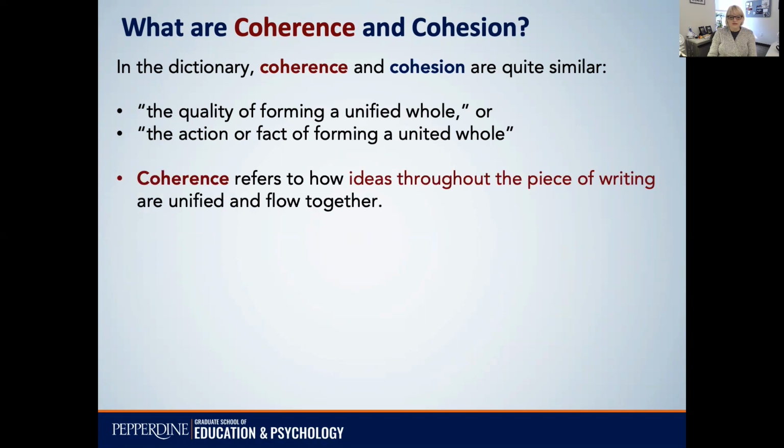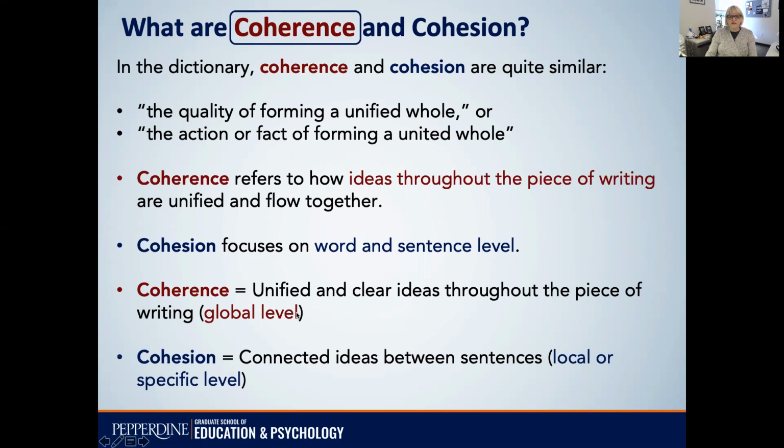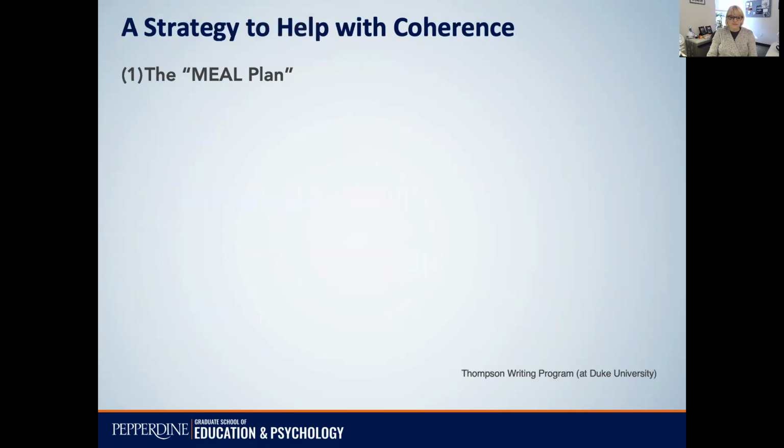So coherence refers to how ideas throughout the piece of writing are unified and flow together. And cohesion focuses on more of a basic word and sentence level of flow or unity. So we could think about coherence on the global level throughout the piece of writing and cohesion on the local or specific level between sentences.